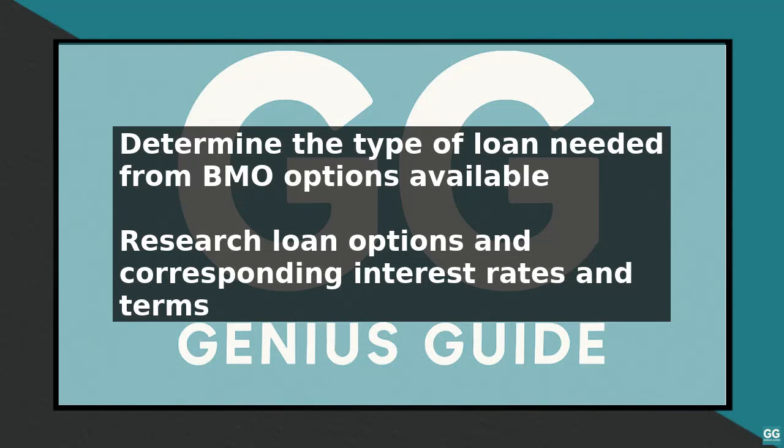Applying for a BMO loan can be a straightforward process if you understand the steps involved. To start, determine the type of loan you need, such as a personal loan, mortgage, or line of credit. Research the different loan options offered by BMO and their corresponding interest rates and repayment terms.